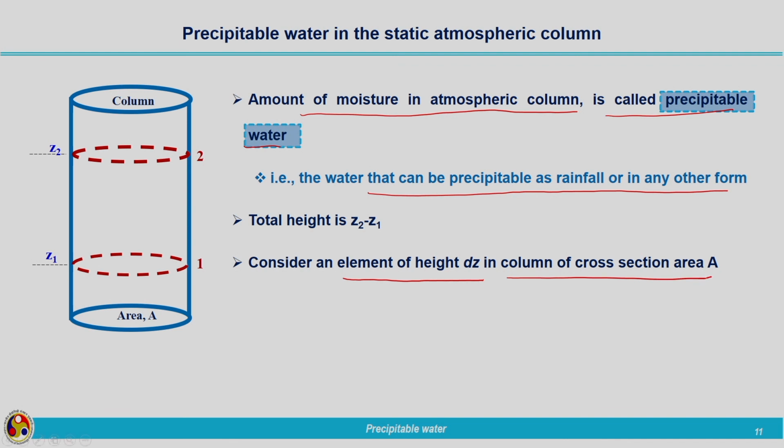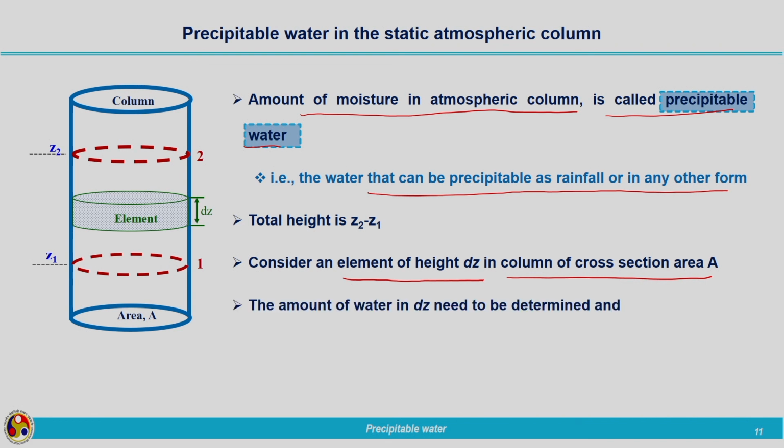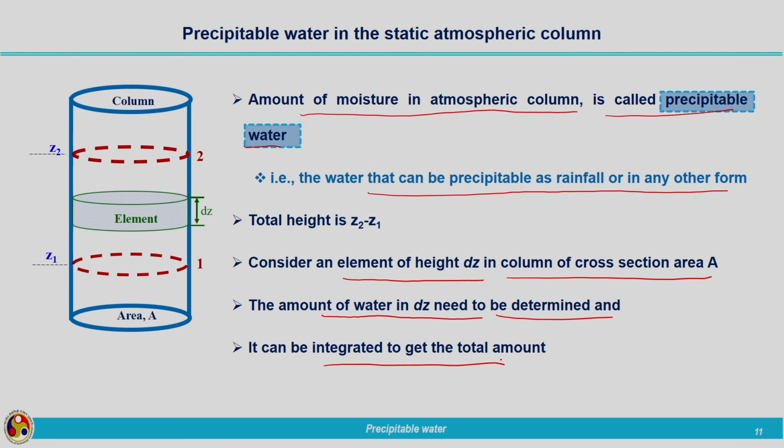Within this particular atmospheric column, we are going to consider an elementary strip. The depth or height of the strip is dz. Small strip, that is why we are denoting it as dz. Now our main objective is to find out the amount of water in dz. And once we get the amount of water in this dz, we can integrate over section 1 and section 2 to get the total amount of water present in the column between section 1 and section 2. That is, we will be integrating at the end.